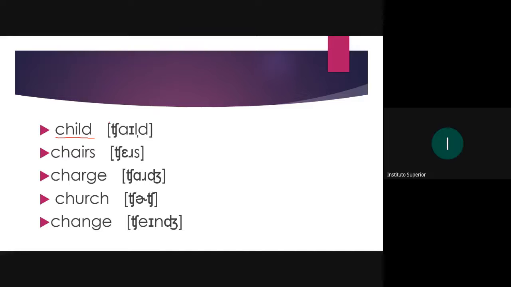Here we have the sound. Let me try. Child. Child. Child. Yes, it's good. Excellent. Another? Chair. Chairs. Yes. Chairs. Okay, another participant. Let's go.